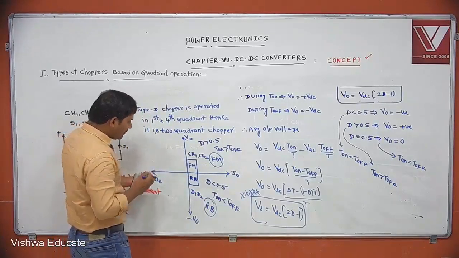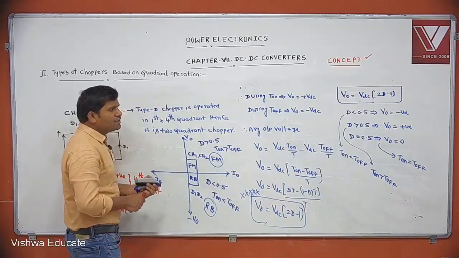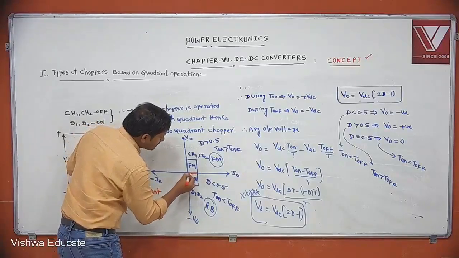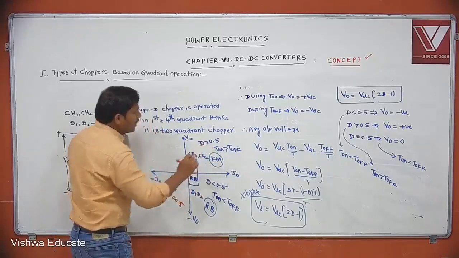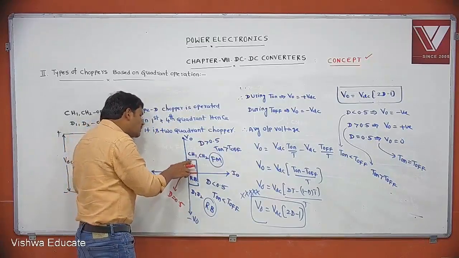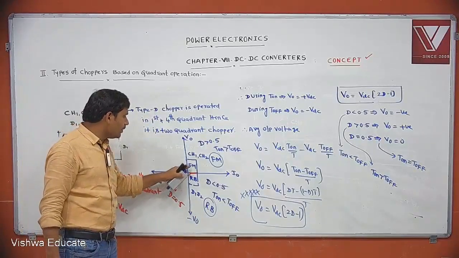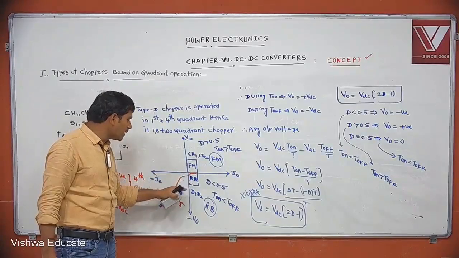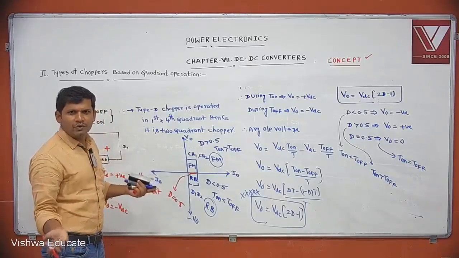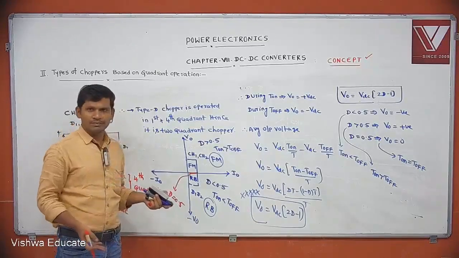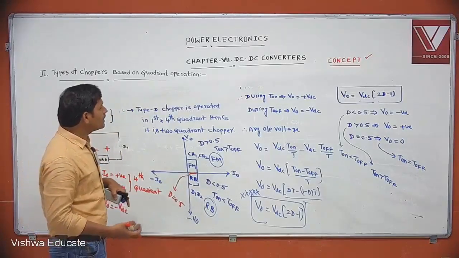For D equal to 0.5, which area does it indicate? For D equal to 0.5, V naught is 0. This is the area for D equal to 0.5. It cannot be used for motoring, and it is not used for braking. This is the boundary between forward motoring and reverse braking. For D equal to 0.5, it never delivers power. D equal to 0.5 means T on equal to T off. This point is important to answer any theory question.